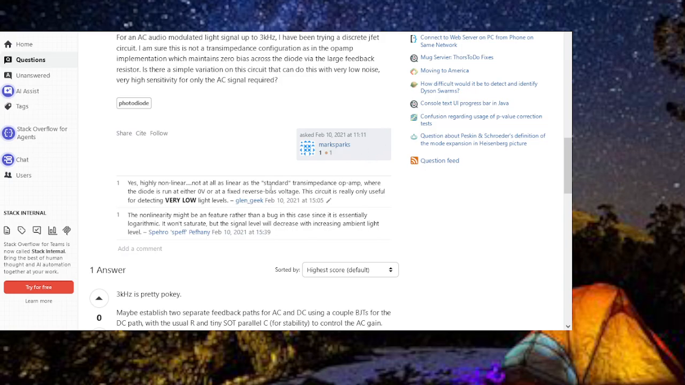Yes, very non-linear, not at all as linear as the standard transimpedance op-amp, where the diode is run at either 0 volts or at a fixed reverse bias voltage. And when that happens, usually the music goes away. The circuit is really only useful for detecting very low light levels.